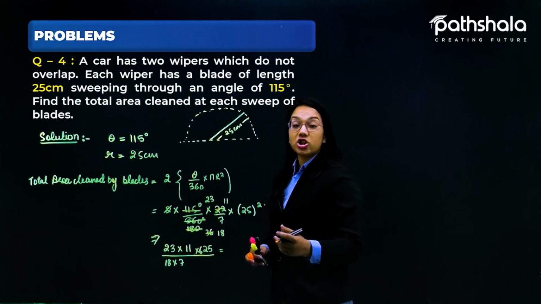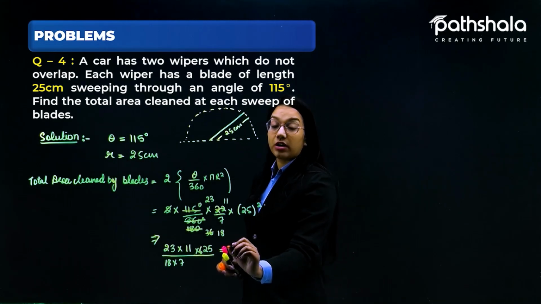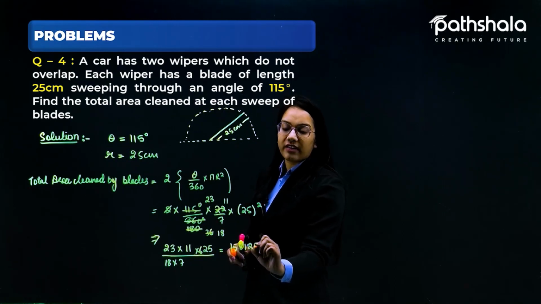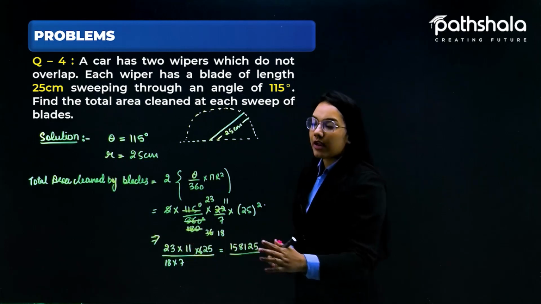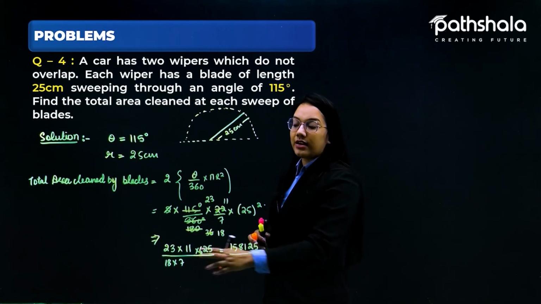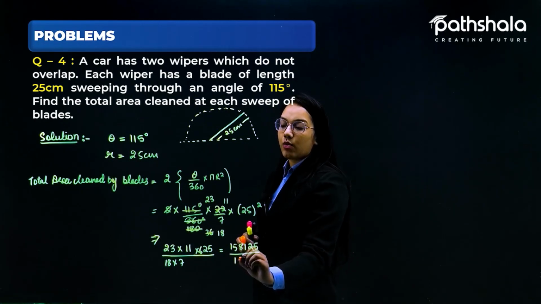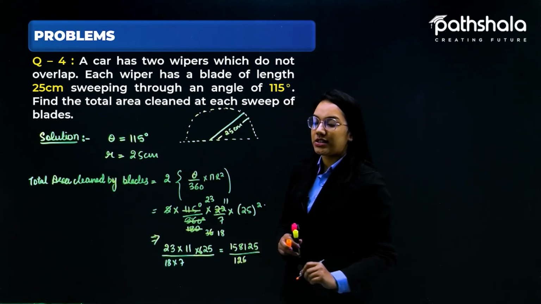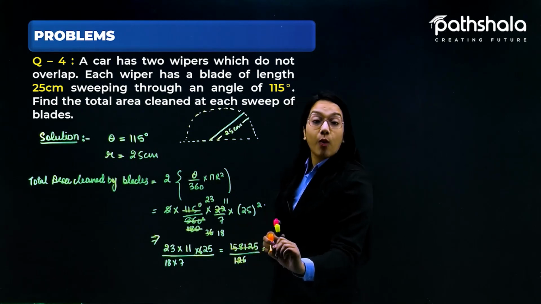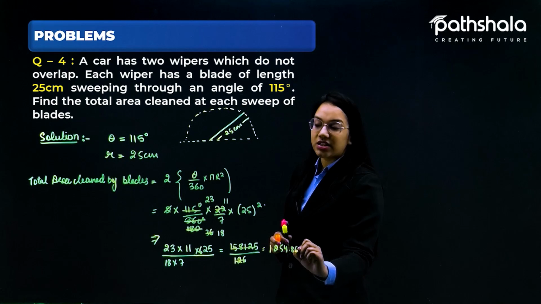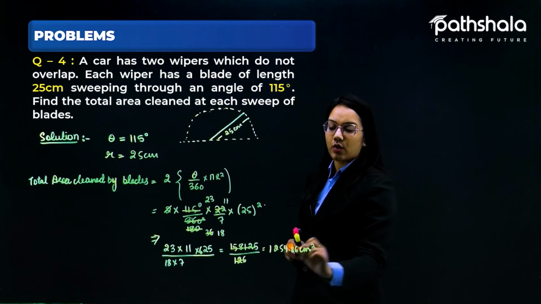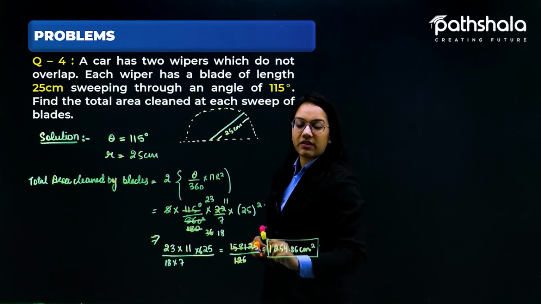When you multiply all these values, 23 into 11 and then into 625, you will get the answer as 158125, divided by 18 and 7, which is 126. Now when you divide both of these values, you will get the answer as 1254.86 centimeters. We have the dimensions as centimeters square, because the unit that is given to us is centimeter.